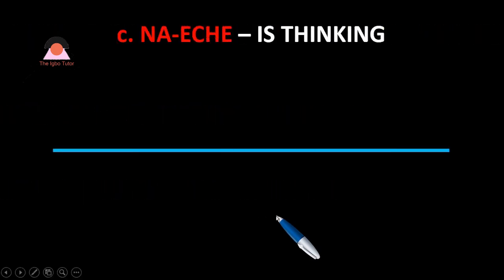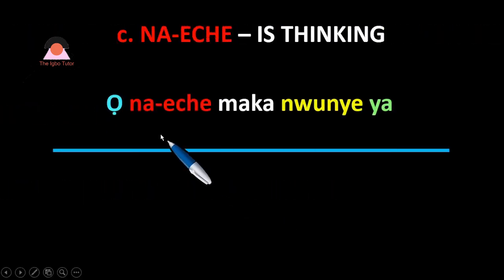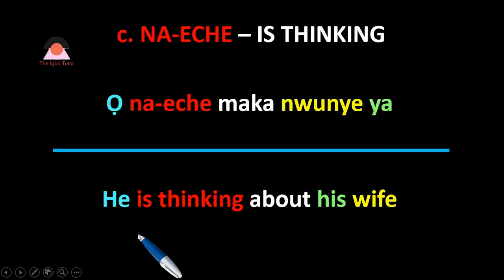Let's move on to the next one, which is na eche. Okay, na eche is thinking. Let's look at our sentence. Ọ na-eche maka nwunye ya. What does this mean in English? He is thinking about his wife.